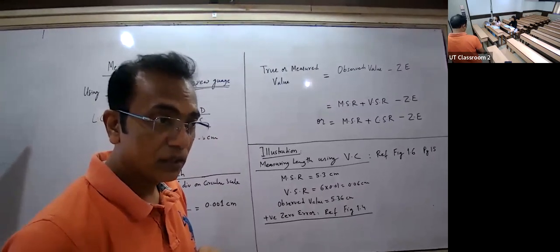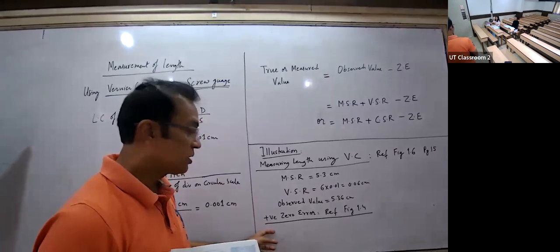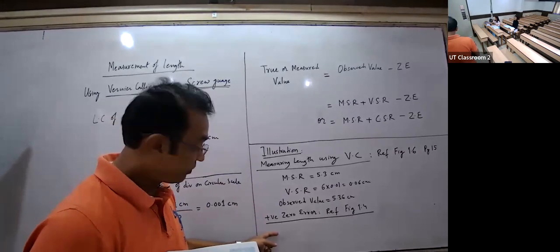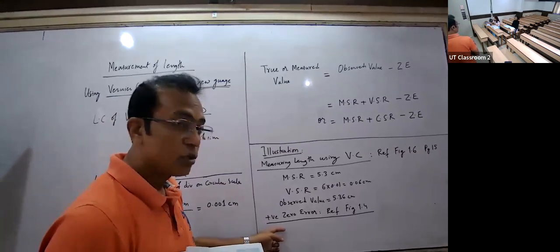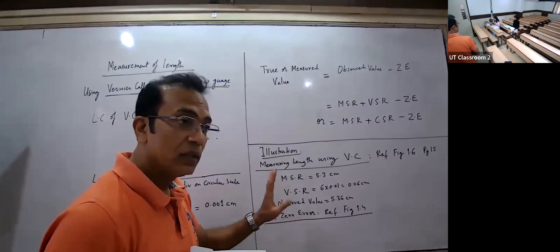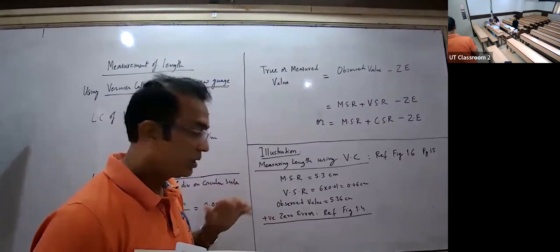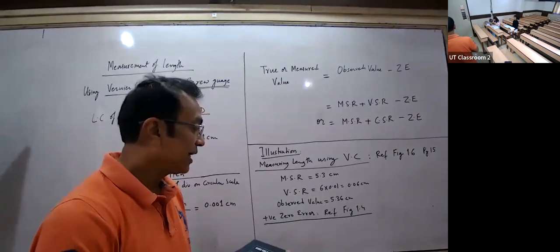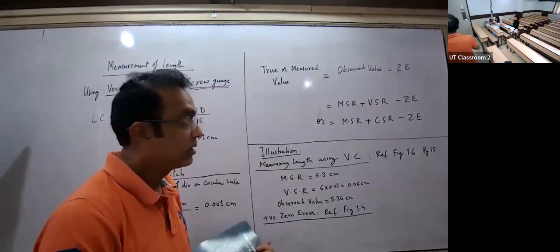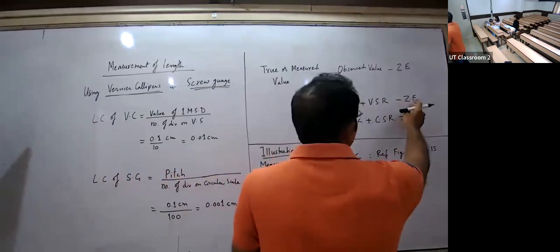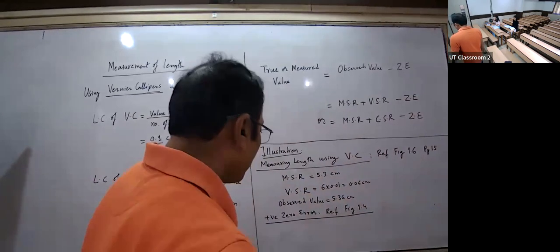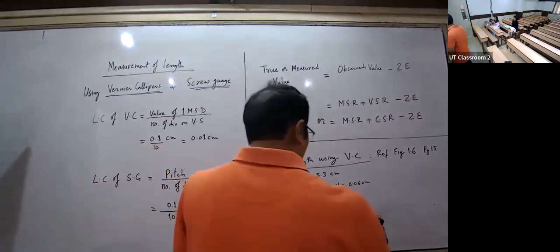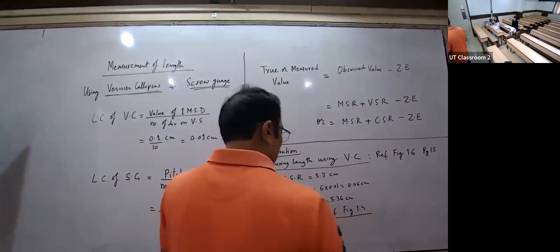That is the length. So positive zero error means whenever you take a measurement, every time the instrument will show you more length than the true length. Okay? So this excess length has to be subtracted. That is why you have to minus the zero error. Okay? So positive zero error is shown in figure 0.4.